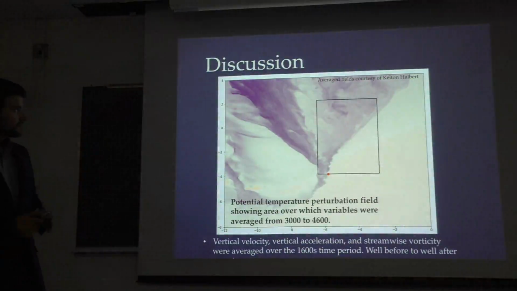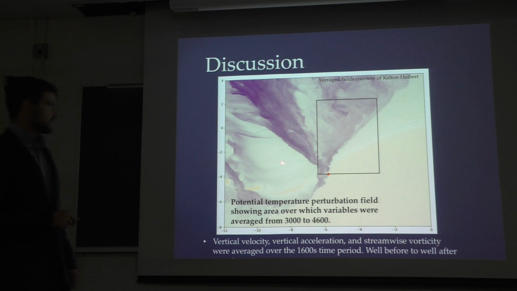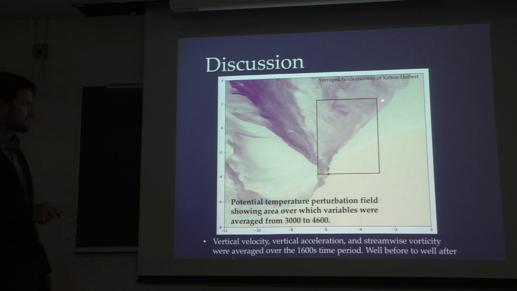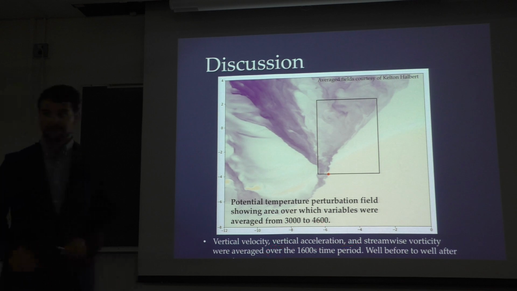So this box is the area that we averaged 3 different variables: vertical velocity, vertical acceleration, and streamwise vorticity. Basically, it's the average vertical velocity in this entire area for each second between 3,000 and 4,600. And we did the same for all the rest of the variables as well.